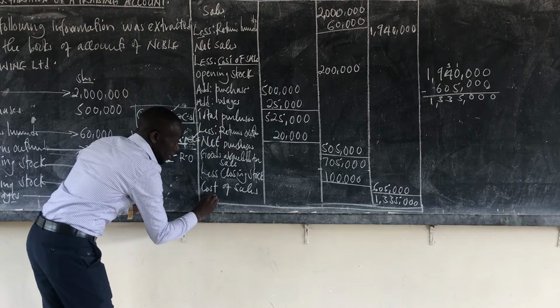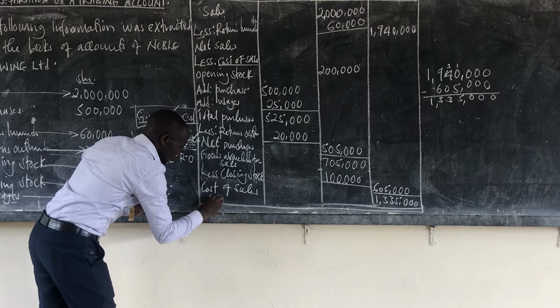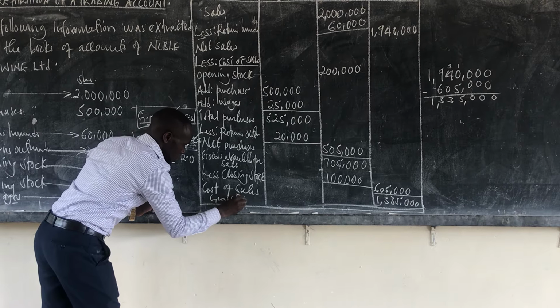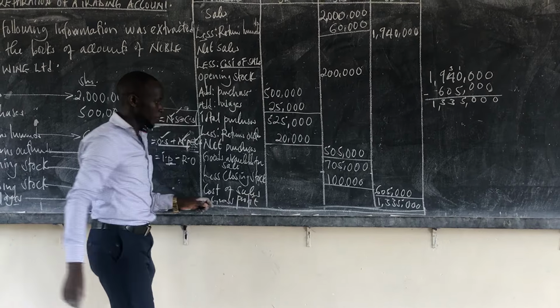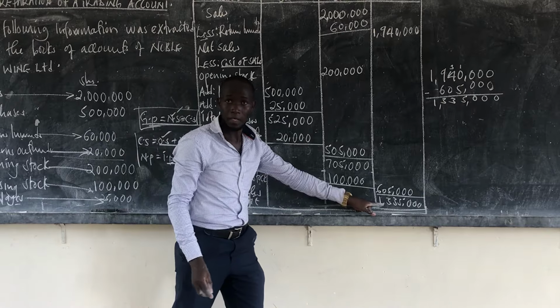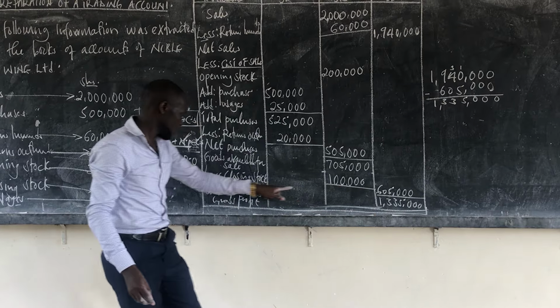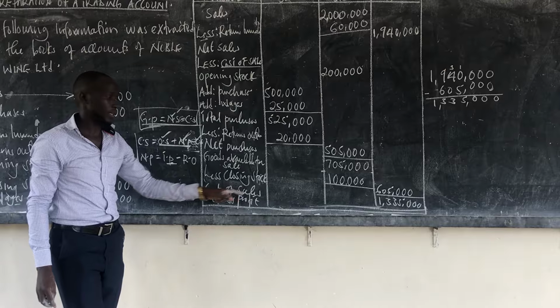After getting that, you call it a trading account with that figure written lastly as gross profit. The figure we've written last here becomes the gross profit. The cost of sales is this figure that we are having here.